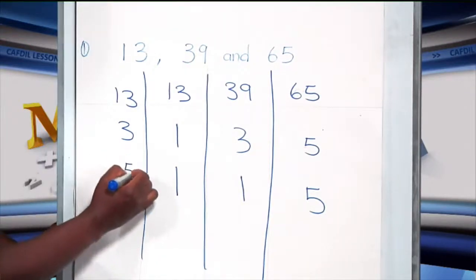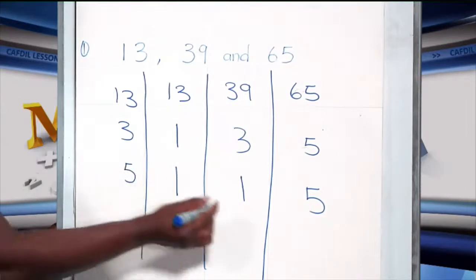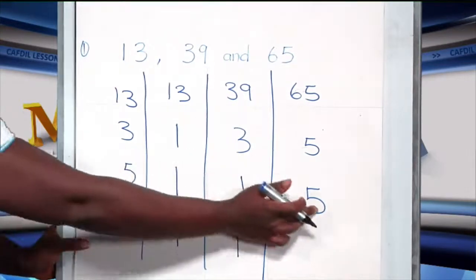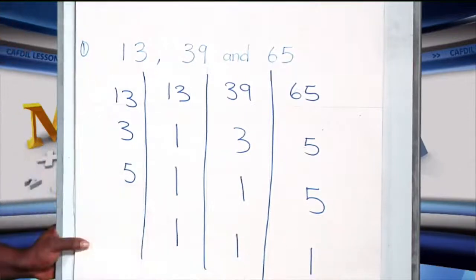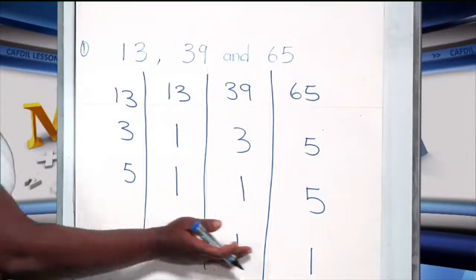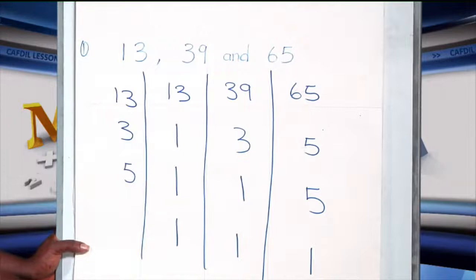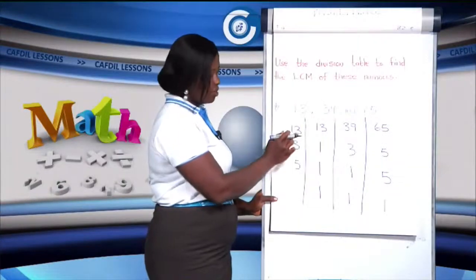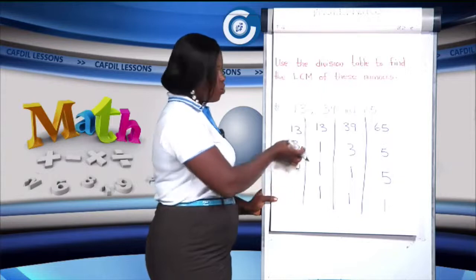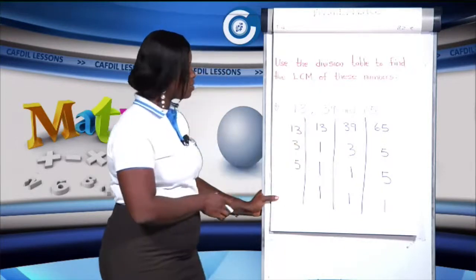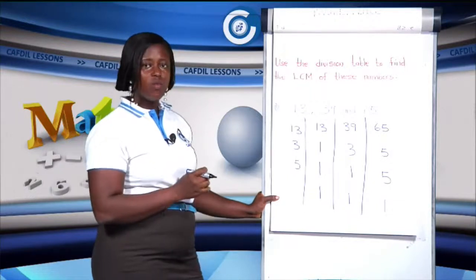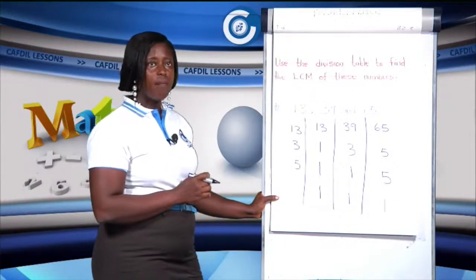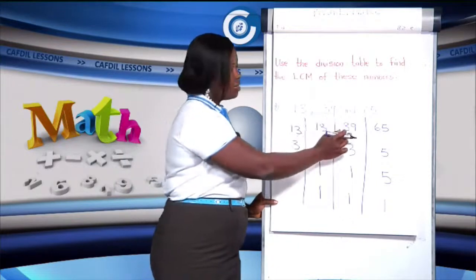5 is the only number that can divide itself. So let's write 5. 5 cannot divide 1, so we write them here. 5 goes into itself once. Now we are done. As soon as you get 1 for all the numbers, you stop. Now let's look at the divisors: 13, 3, and then 5. We will multiply all these numbers, and the product will give us the LCM of 13, 39, and 65.